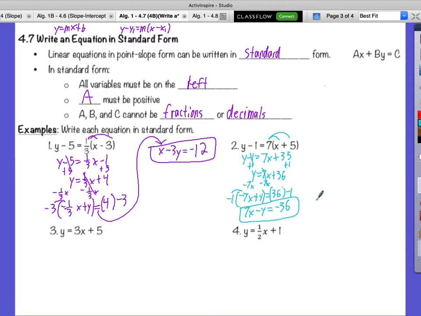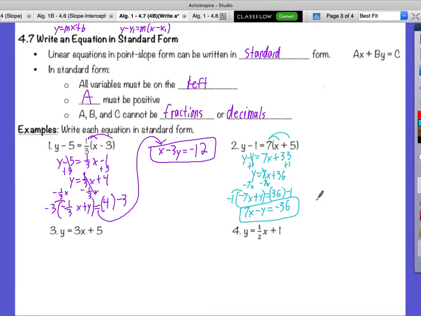So here, what's our a? 7. It's not 7x, it's just 7. It's whatever's with the x. What's our b? Negative 36. -1. Our b is -1. It's whatever's with the y. And what's our c? -36. Okay.